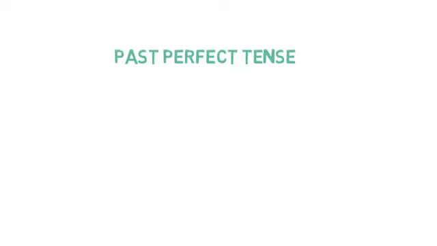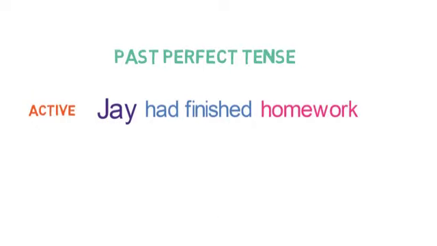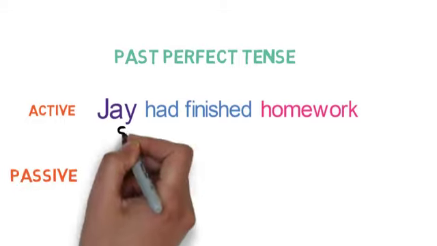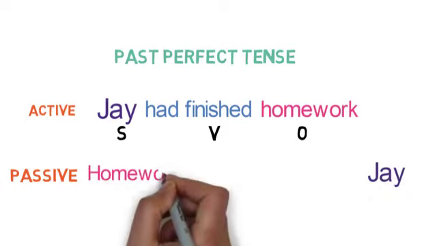Let's see example of past perfect tense. Active sentence: Jay had finished homework. In passive sentence, firstly the subject here is Jay, verb is finished and object is homework. Let's swap the position of subject and object. So here it will be Jay and at this position it will be homework.